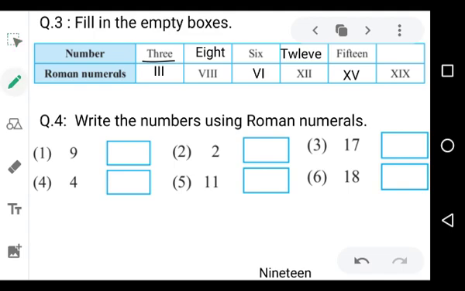Now the last one is XIX. Here I is written on the left of X, that is 10 minus 1, 9, and 10 plus 9 is 19. So here we have to write 19 in words.